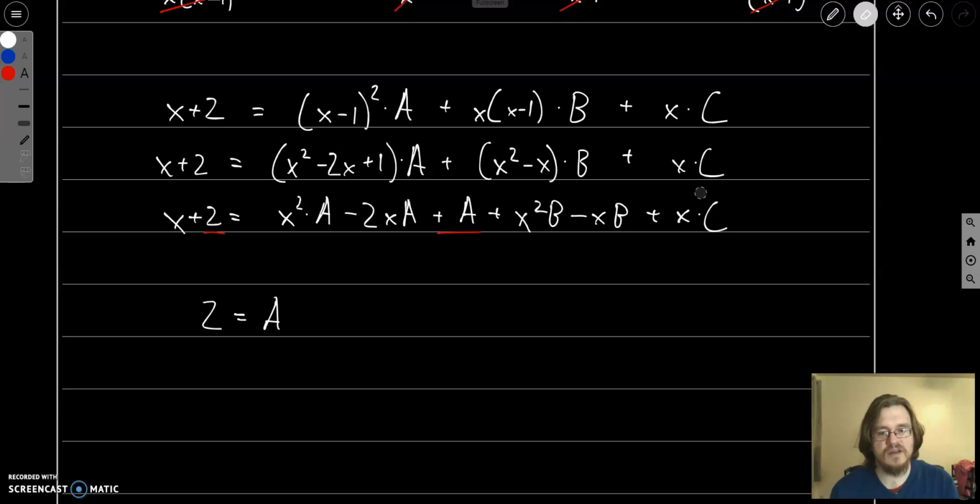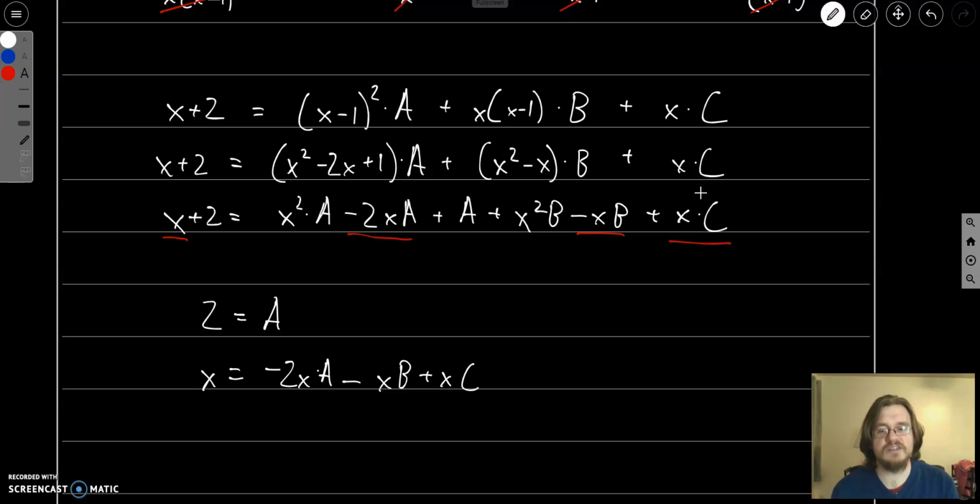If we erase our red lines, now let's look at all the terms with an x in them. So here's an x. That's an x squared. I'm going to ignore that for now. Here is an x. Here is an x, and here is an x. So x on this side is going to have to match all of the x terms on this side. So minus 2x times a, minus x times b, plus x times c, all of this is going to have to match the x on this side of the equation.